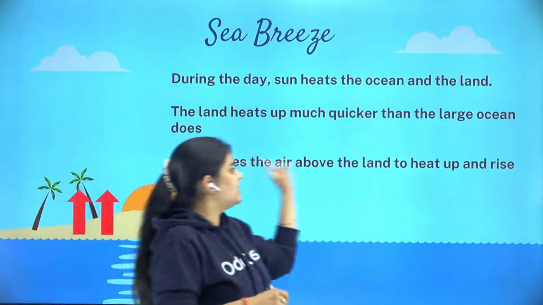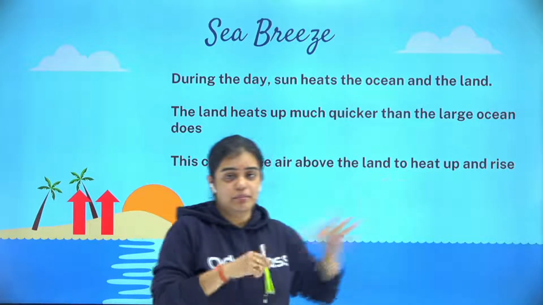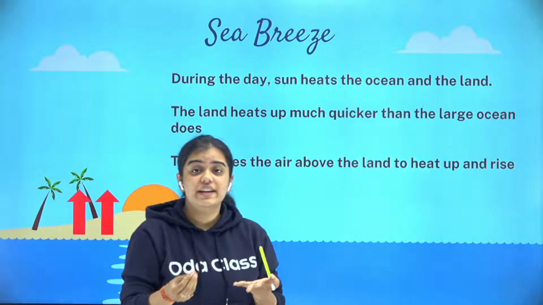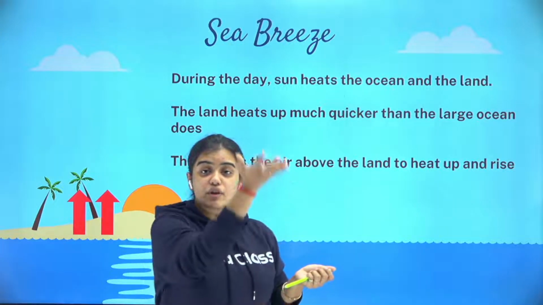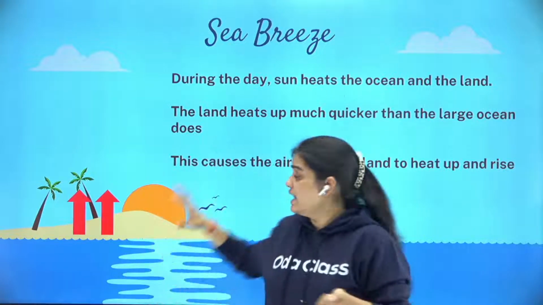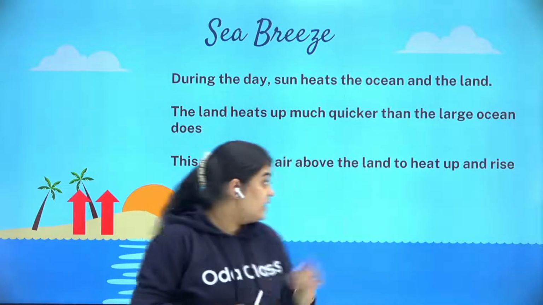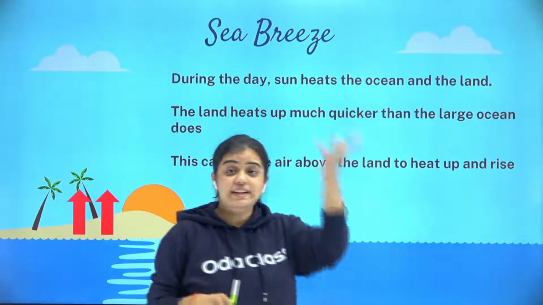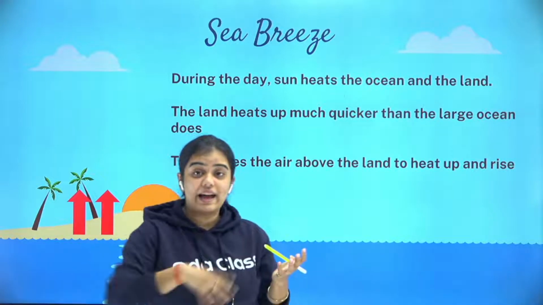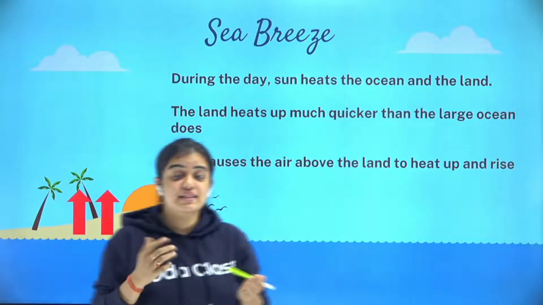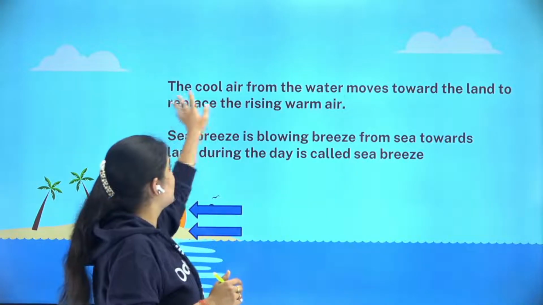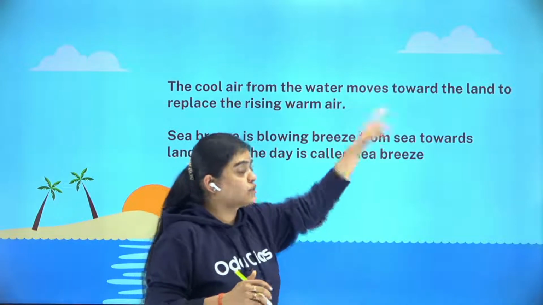This causes the air above the land to heat up because the land is already heated up. As I told you, the temperature will rise, so the vapor will also rise. Similarly, this causes the air above the land to heat up and rise, right? Now, what happens next? The cool air from the water moves towards the land.